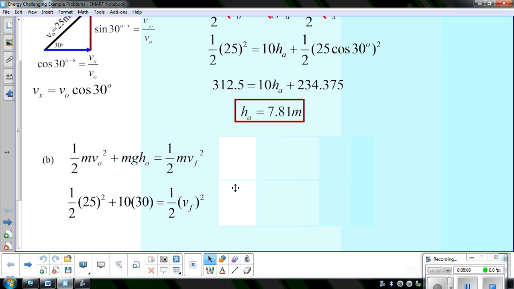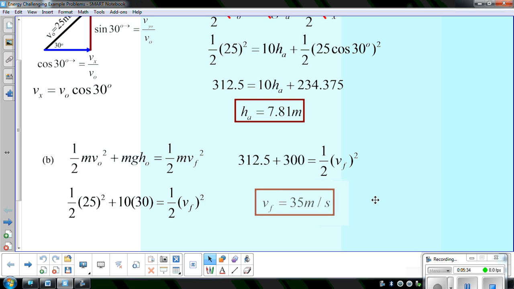And so solving for our VF, again, our 1/2 times 25 squared is 312.5. Our initial gravitational, 10 times 30, is 300. And then we've got the 1/2 VF squared. Now, this 312 and this 300 is not in joules because we've canceled out the mass, but it still can be used to solve for that velocity.